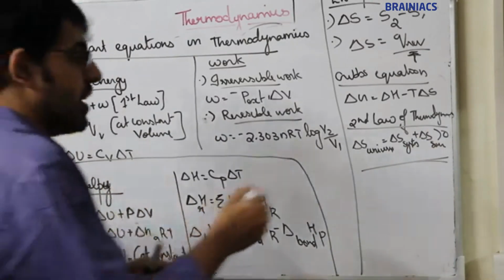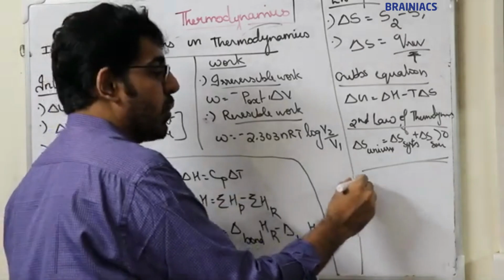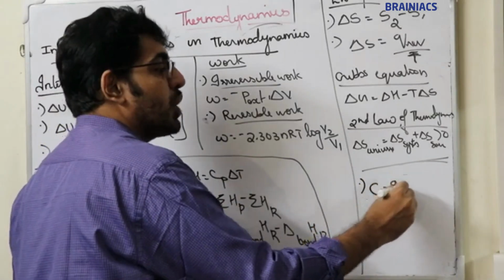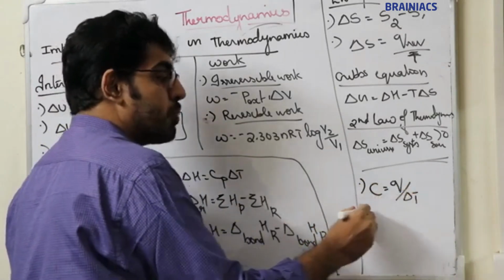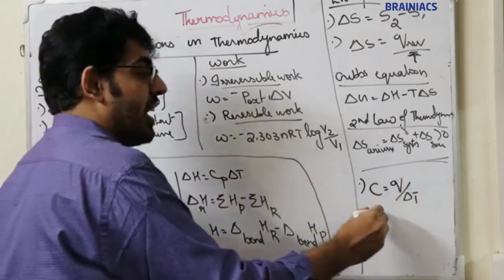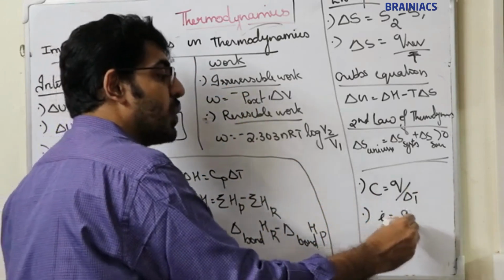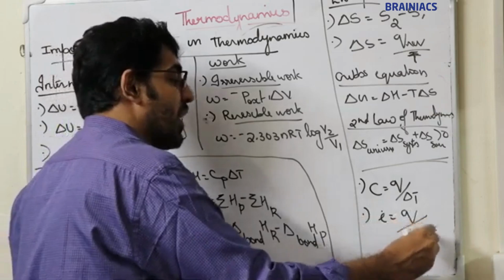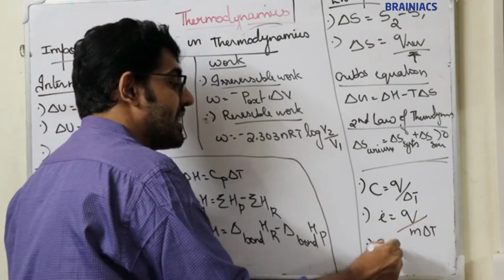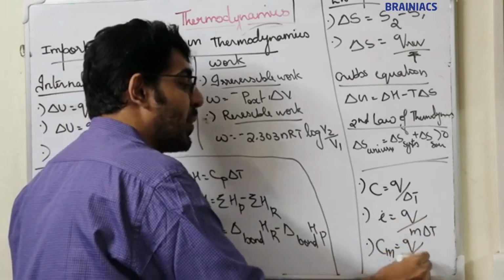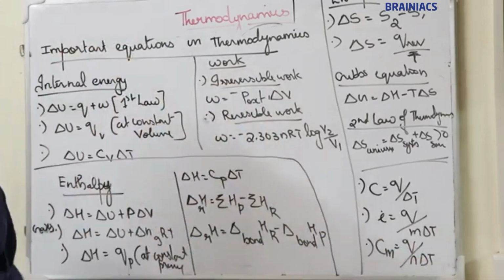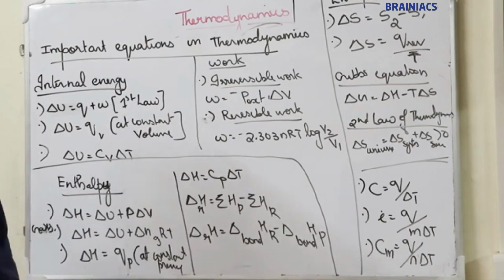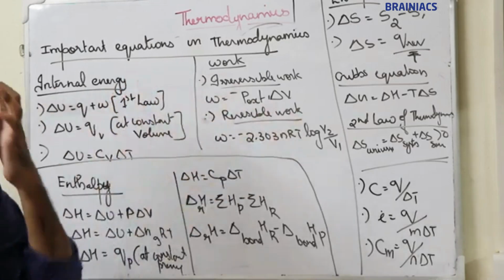Then heat capacity. For heat capacity, we have studied one equation, heat capacity is equal to Q by delta T. Now for specific heat capacity, small c is equal to Q by m into delta T. Now for molar heat capacity, C is equal to Q by n into delta T. We have studied this much of equation in this chapter. Okay, I think you remember all these equations, right?